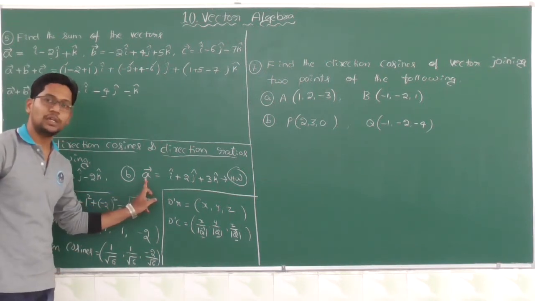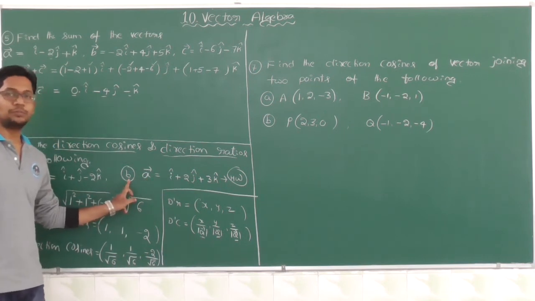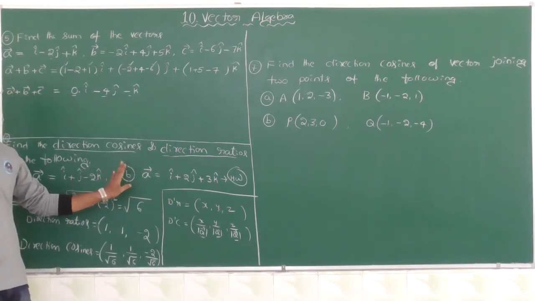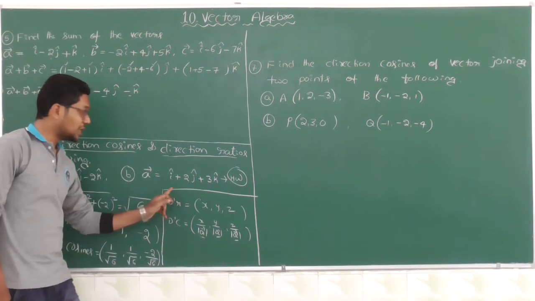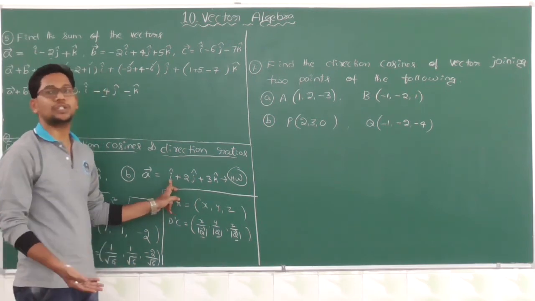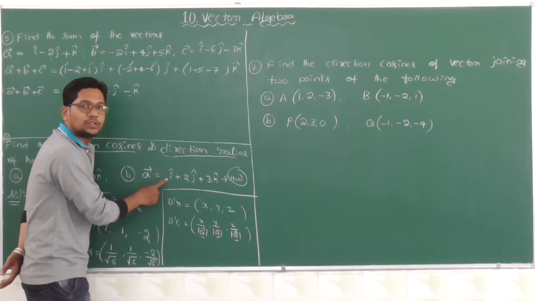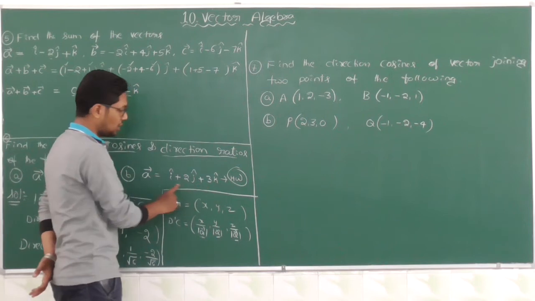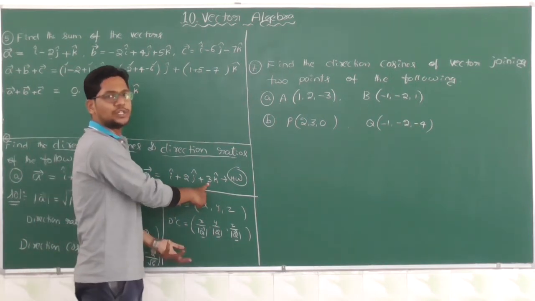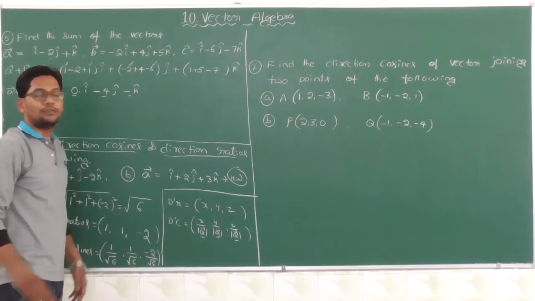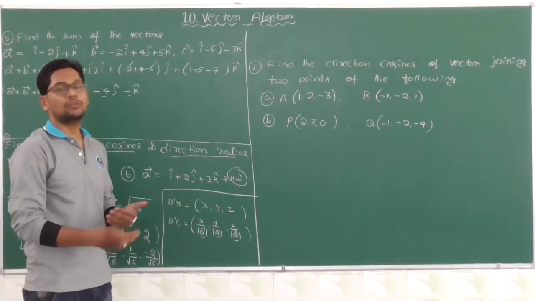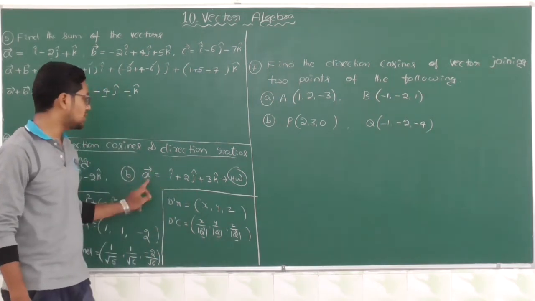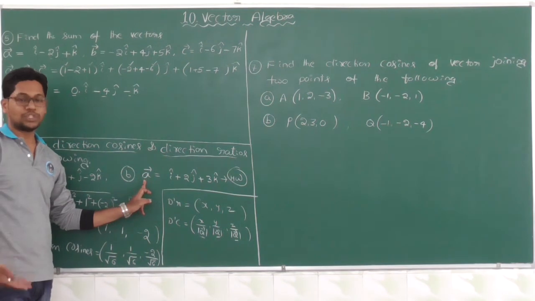Here we have question B. It is homework for you. Identify the direction cosines and direction ratios of this vector. By seeing the question itself, we can answer the direction ratios. The i component is 1, the j component is 2, the k component is -3. So 1, 2, -3 are the direction ratios. For direction cosines, we need to find the magnitude. You just find the magnitude and answer question B.